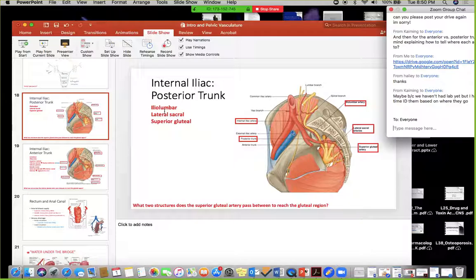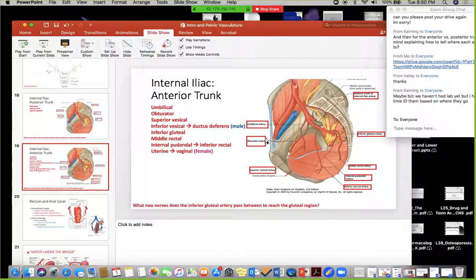Okay, so for the posterior trunk, the iliolumbar artery is going up, back towards the lumbar spine. The lateral sacral arteries are branching out laterally towards the sacrum. So the names are really telling you where they go, a lot of them. So iliolumbar, lateral sacral, and then superior gluteal, which passes through the lumbosacral trunk and S1. So that's an important landmark.